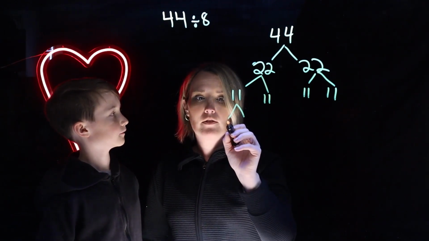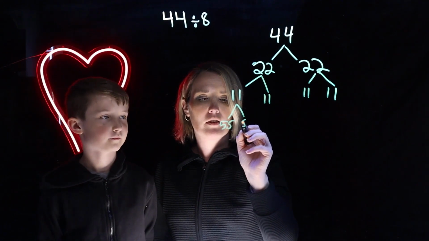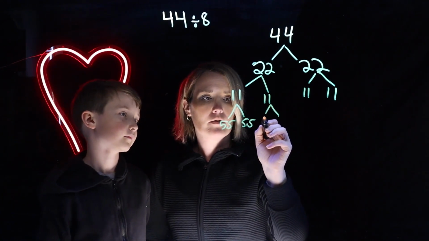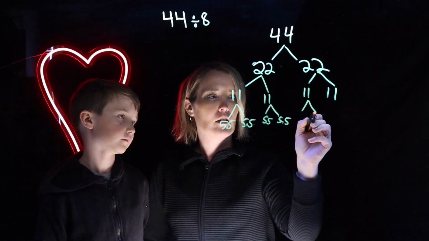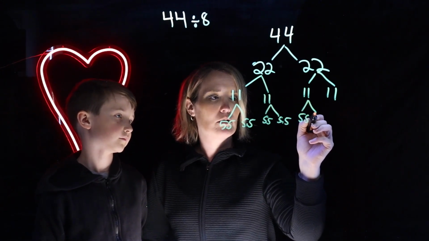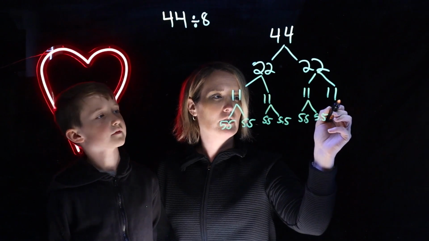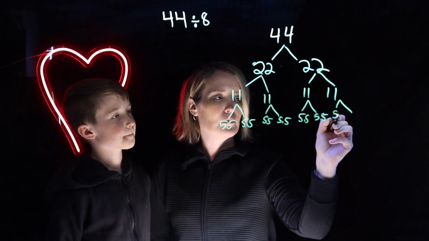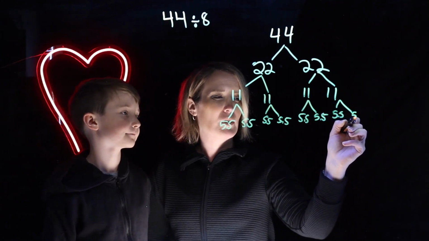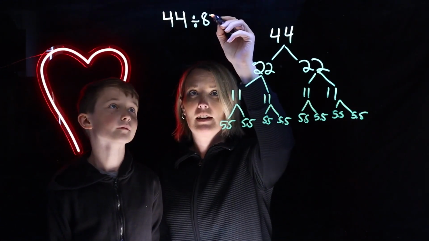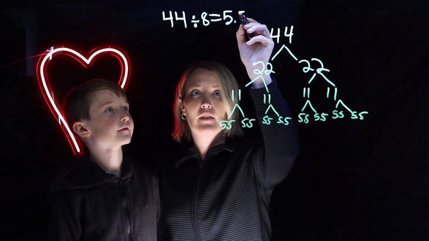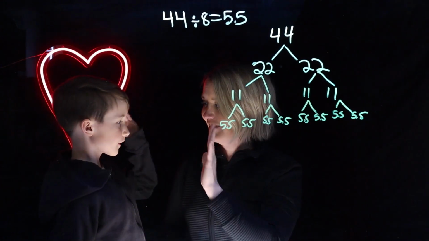5.5. Okay, so how many equal groups do we have now, Louie? We have 8 equal groups, and there is 5.5 in each group, which means 44 divided by 8 equals 5.5. That was awesome. Thanks.